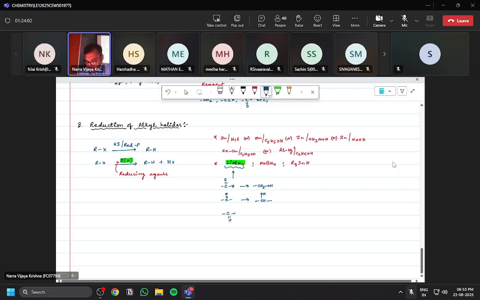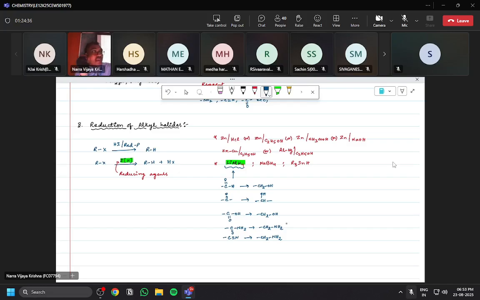Carboxylic acid. Again, you will get alcohol. Cyanides. Here I will get amines. Right? Amides. Here also I will get amines. Any questions?